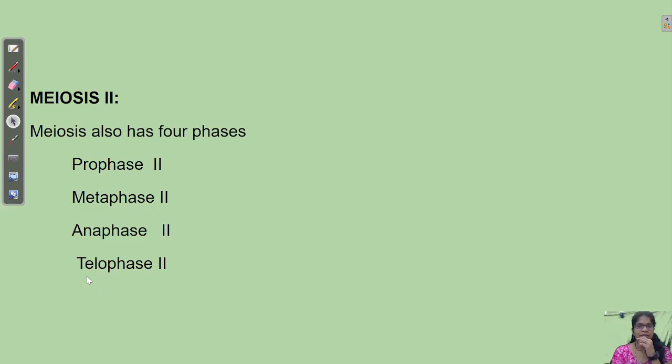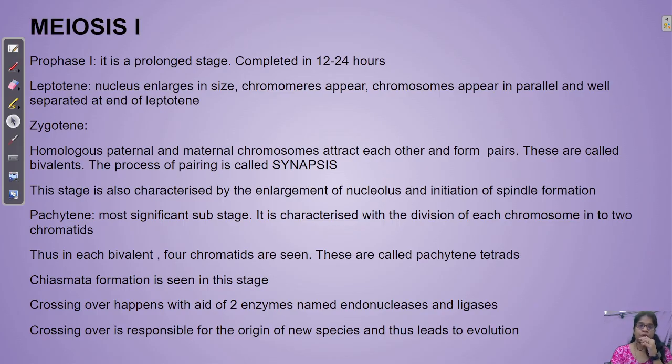So let's take it in a simple way. And I told you meiosis 2 is again divided into prophase 2, metaphase 2, anaphase 2 and telophase 2. So don't get confused, okay? It's just for your remembrance. Okay, now let's talk about meiosis 1.